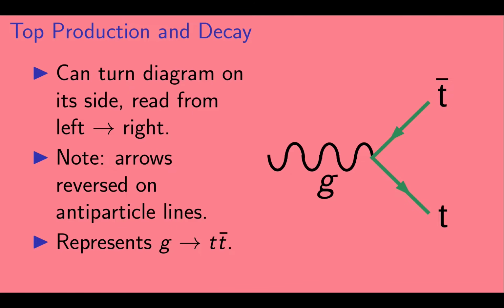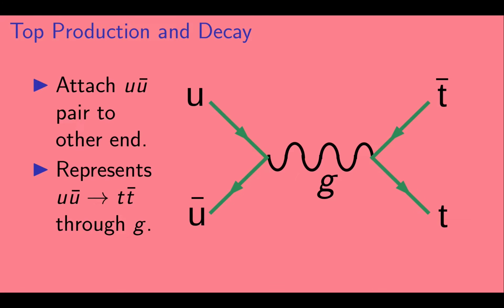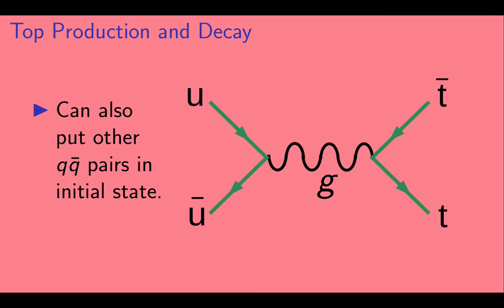Then, if we read this diagram as time flowing from left to right, this represents a gluon disintegrating into a top-antitop pair. Now, let's attach an up-type quark-antiquark pair to the front. This new diagram represents an up quark and antiquark colliding and producing a top-antitop pair through an intermediate gluon. We can also put other quark-antiquark pairs in the initial state, not just up-type ones.